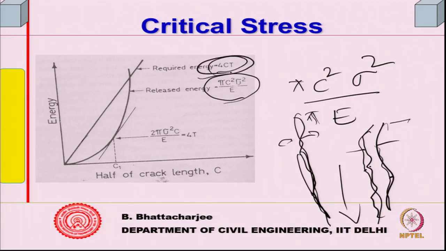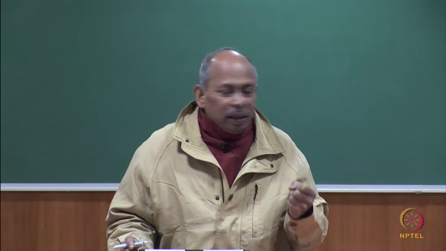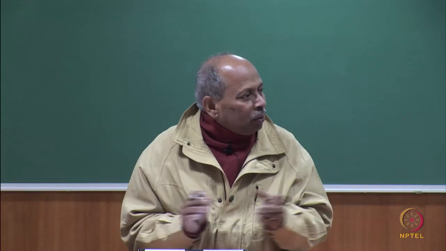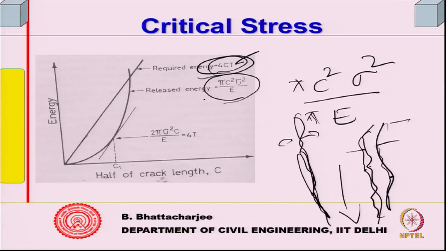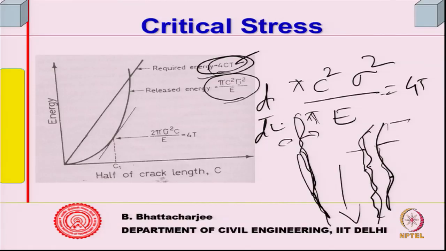t is the surface energy per unit area, and the area is 4c into 1, multiplied by t is the energy required to create those surfaces, and this comes from the strain energy. So, when the strain energy release rate is equal to this, or in other words, if I differentiate this with respect to c, d dc, and differentiate this with respect to c, which is 4t, then I get an expression at which c cracks will propagate spontaneously. I want to find out the c at which the crack will propagate spontaneously.